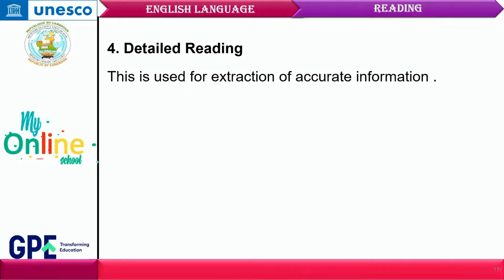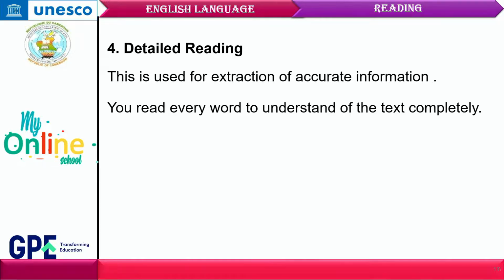Now, what is another reading method? We have detailed reading. This is used for extraction of accurate information. Accurate means you want to get the correct information, the exact information. That is why you do a detailed reading. You look at words, their meaning, their spelling, and how they are used in context, and what is the relationship between the sentences or the ideas. So you do detailed reading. You read every word to understand the text completely.